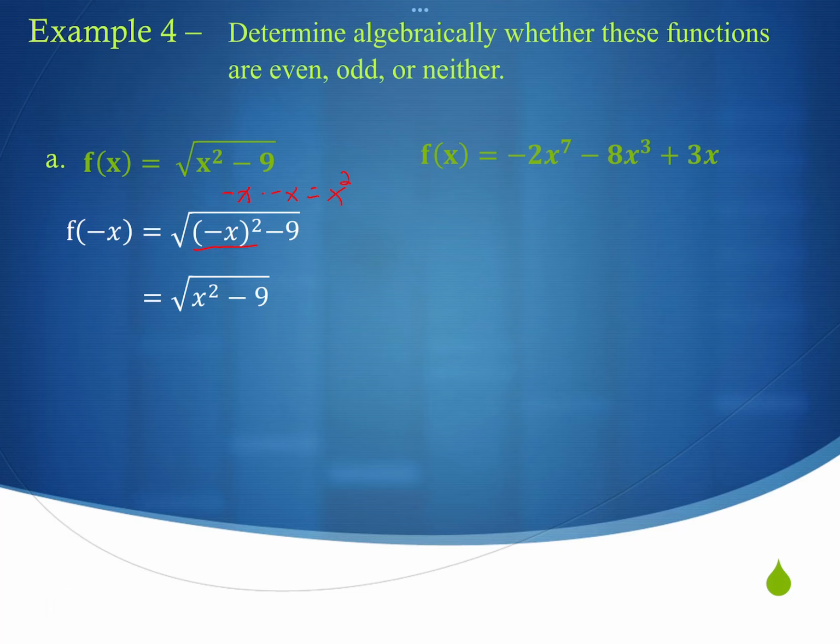So this simplified, now this is my f of negative x. I check it. Does it match this? The answer is yes. So if those two things are equal to each other, that means that this is even and it has y-axis symmetry.